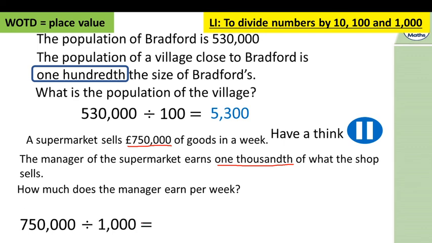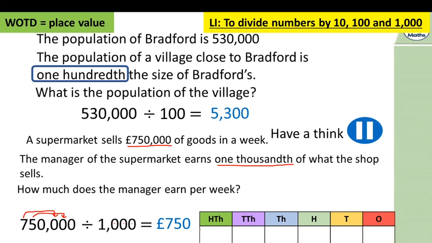So 750,000 divided by 1,000 is 750 because you know when you divide by 1,000, you move 3 place value columns to the right. So 1, 2, 3. My 7 is going to end up in my hundreds. 1, 2, 3. My 5 is going to end up in my tens. Then I need to represent that I've got no ones by putting a 0 in. So the answer is 750.